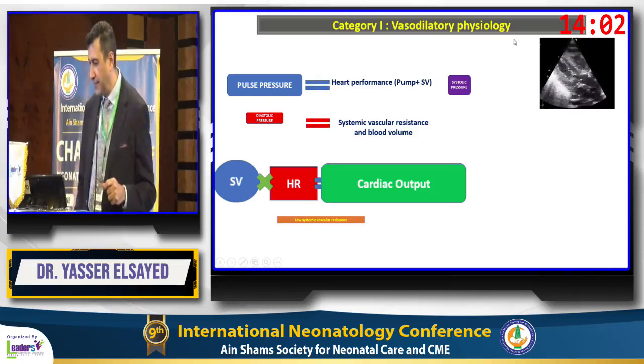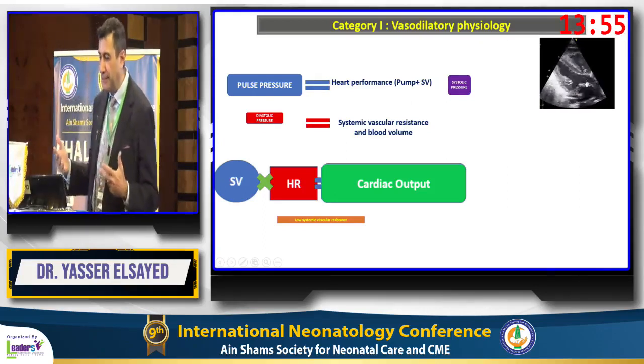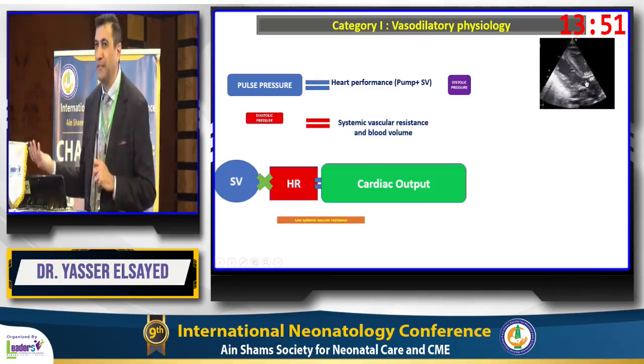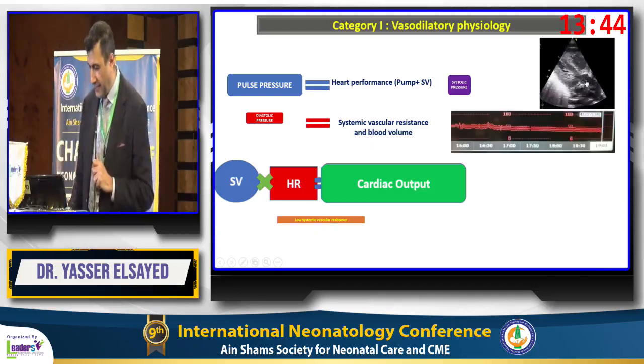As you can see here, the heart is very hyperdynamic, with good systolic performance. Then we should not give any inotropes to this infant. In this infant, the most common cause of hypotension is the vasodilator physiology, and we should not give any inotropes. Typically, the heart is hyperdynamic, and you need to give a vasopressor. You need to increase the resistance in this case.